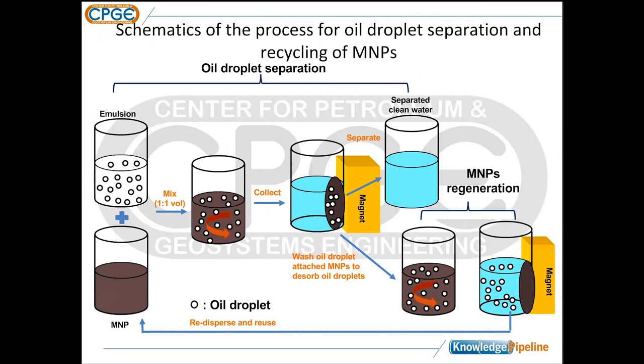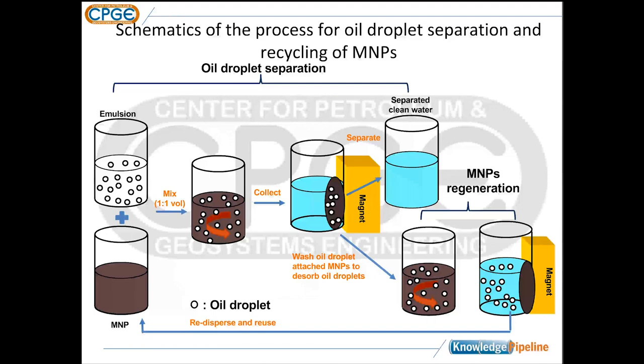When crude oil and water are produced together from an oil reservoir, they are usually separated by gravity settling, but tiny micron-sized crude oil droplets still remain in water, and their removal is usually done by adding chemicals, which is environmentally problematic and costly. So our novel scheme goes like this.